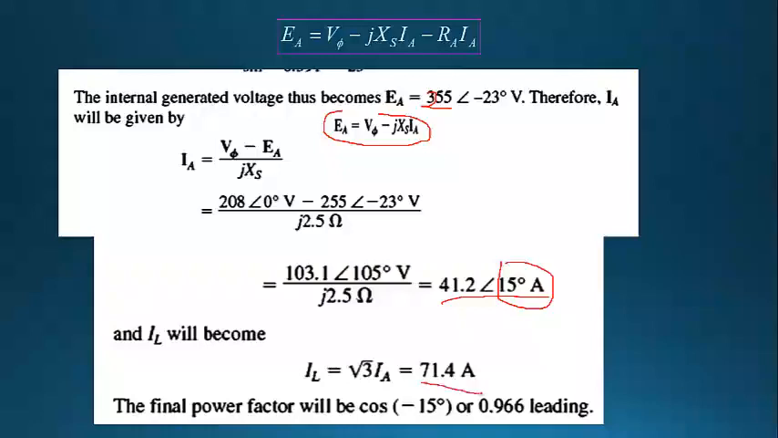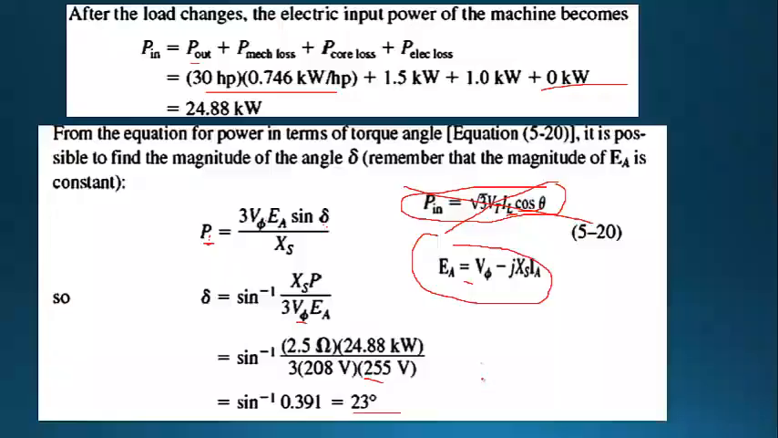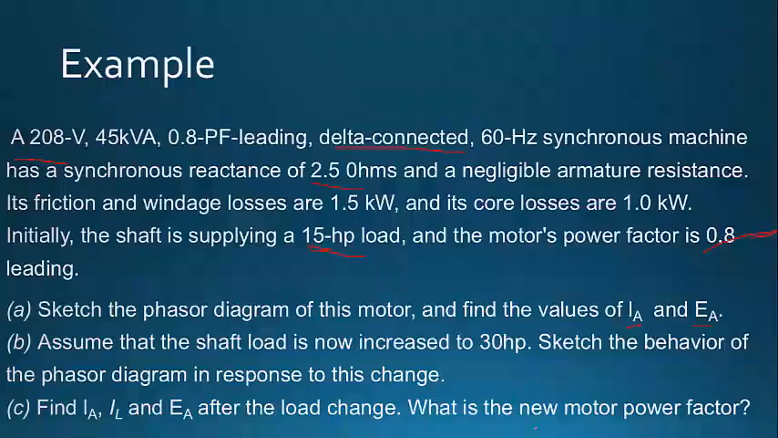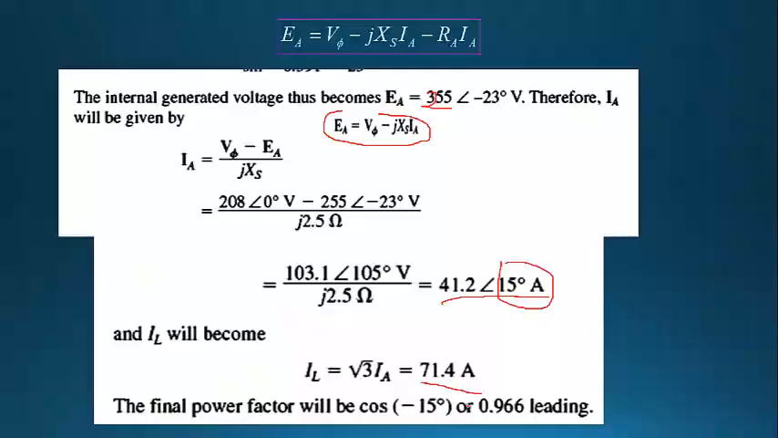So this is it. And we know the question said that we should find the new power factor. So now we know theta, we can find the new power factor. We know that power factor is equal to cos theta. So cos 15 will give us 0.966 power factor leading. Take note of that. So now we can see that when there was increase in load, the power factor has increased. The power factor has improved from 0.8 leading to now 0.966 leading.